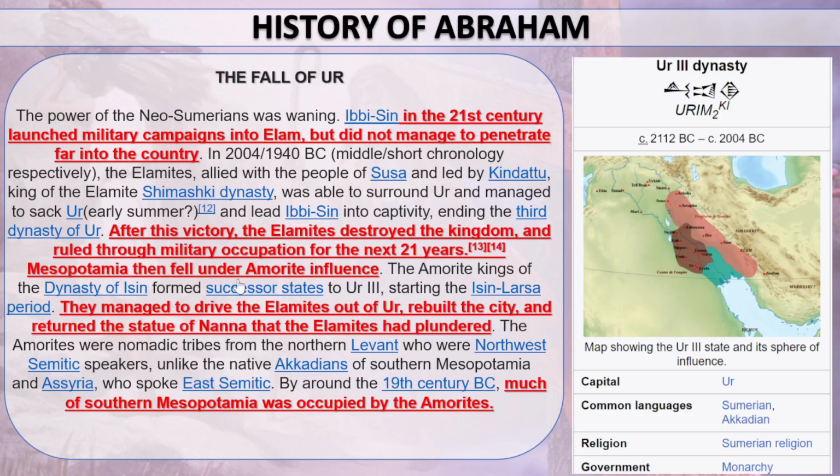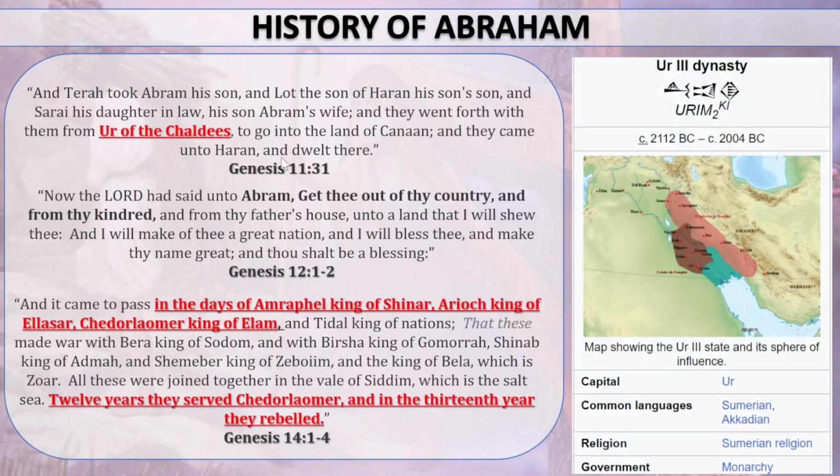Mesopotamia then fell under Amorite influence. This is very important. Pay attention to that. They managed to drive the Elamites out, rebuilt the city, and returned the statue of Nanna that the Elamites had plundered. But then look what happens. Much of southern Mesopotamia was occupied by the Amorites. All right, so let's keep going. What does the Bible say? The exact same thing.